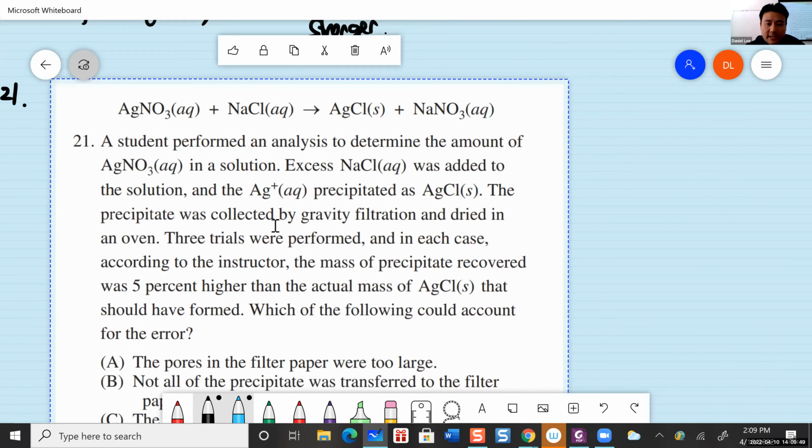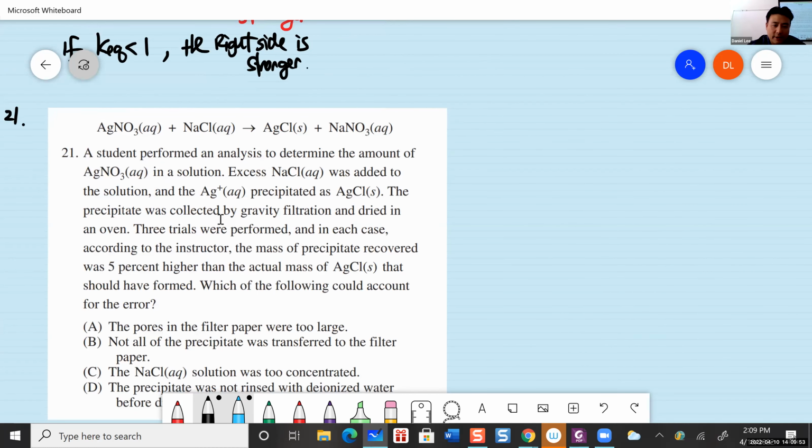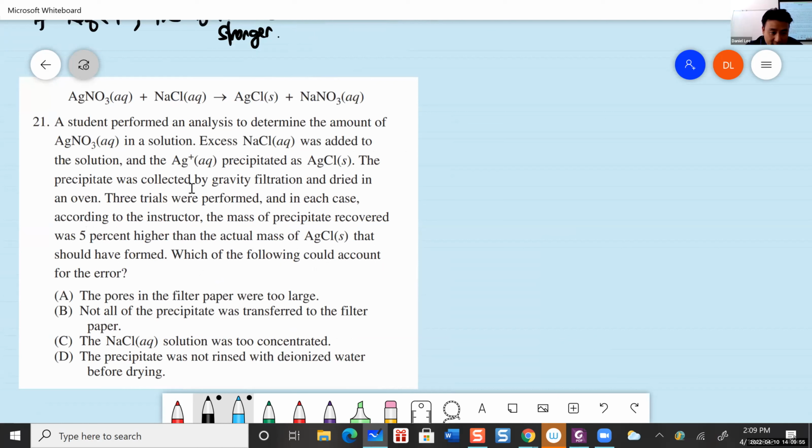So I'm going to draw this out, because the only way to figure out why the answer is D is to draw this out. So the answer is D, by the way. So here's what you have to do. Your goal, for example, is to find out the amount of silver nitrate. So this is the silver nitrate.